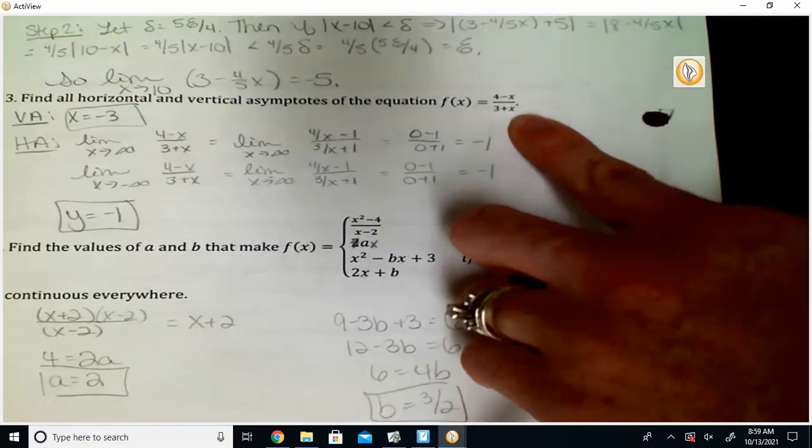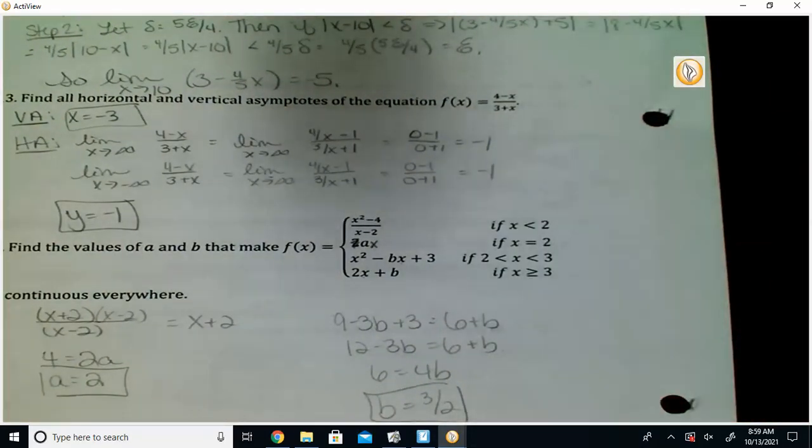Number 13, vertical asymptote, x equals -3. Horizontal, you have to do the limits as you approach positive and negative infinity. I've told you if you do them at the same time, just make sure you're putting plus or minus infinity, and you get y equals -1.